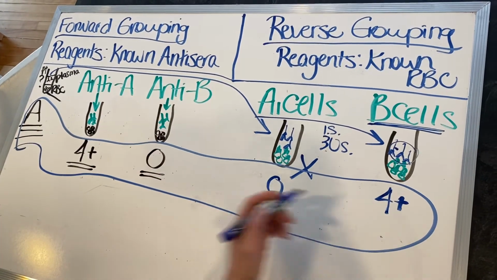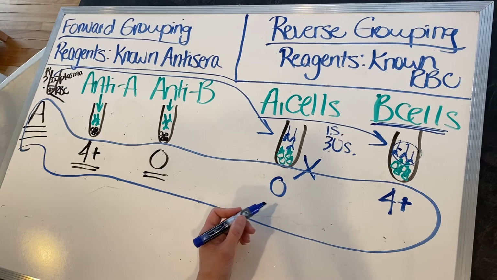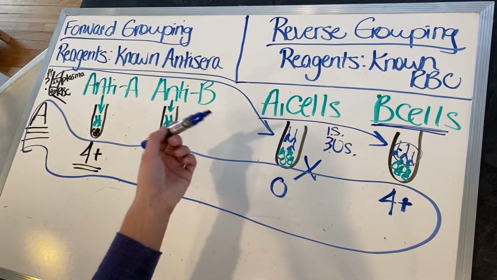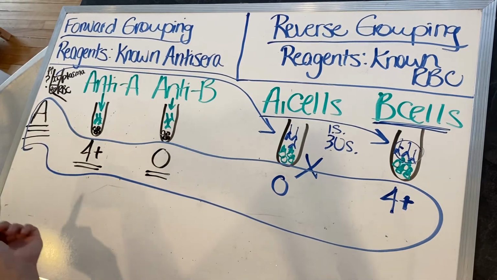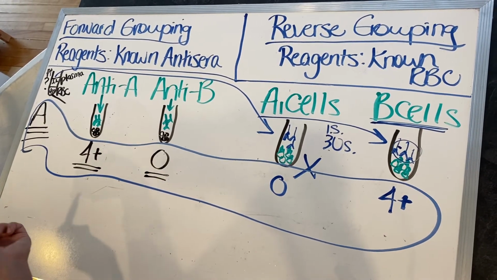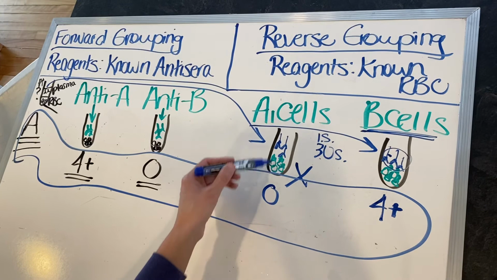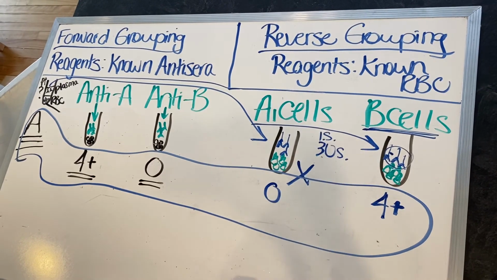And then we look at the reverse, and it's the same principle. We add their plasma, and they have the opposite antibody in their plasma to what they have on their red cells for their antigen. So their anti-B should not react with A1 cells, but you will see it react with the B cells.